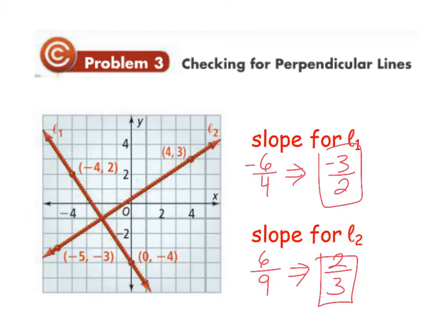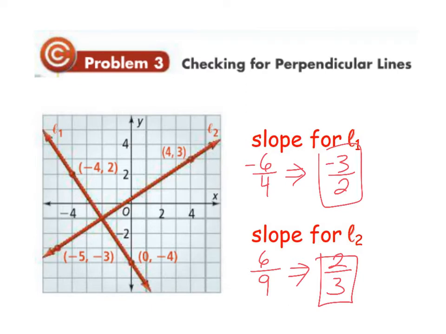Now, notice that this is definitely not parallel, right? Parallel lines have the same slope. These do not have the same slope at all. In fact, one of them is negative and one of them is positive. That is always, always, always going to be the case with perpendicular lines, because you've got one tilting one way, the other tilting the other way. It's always going to be one positive, one negative.